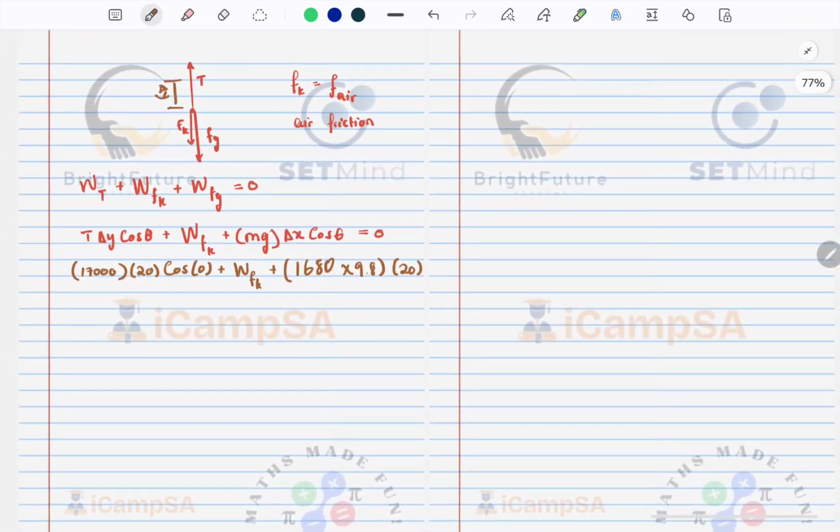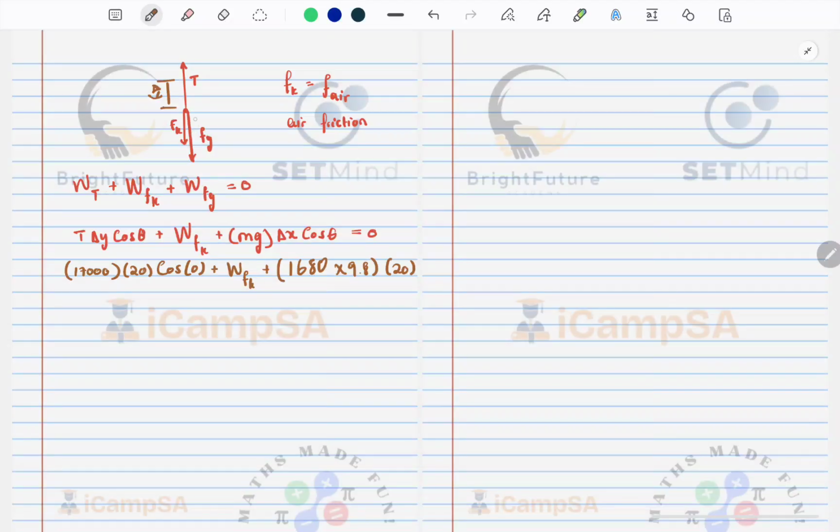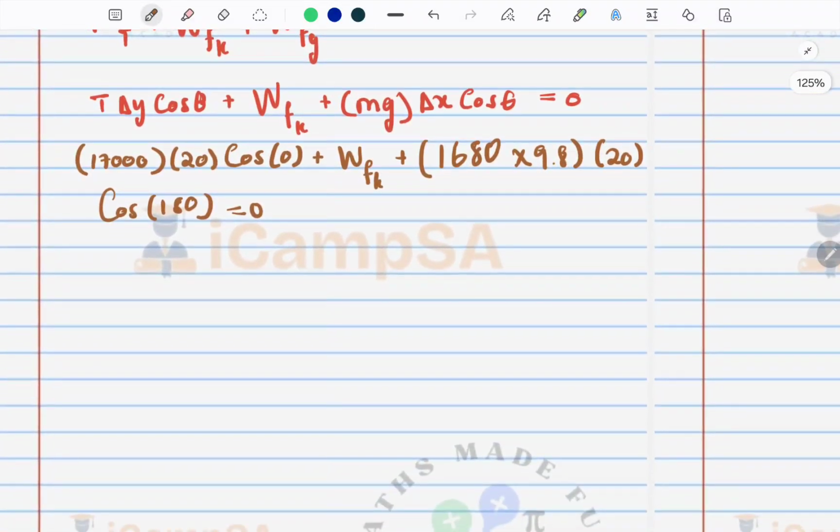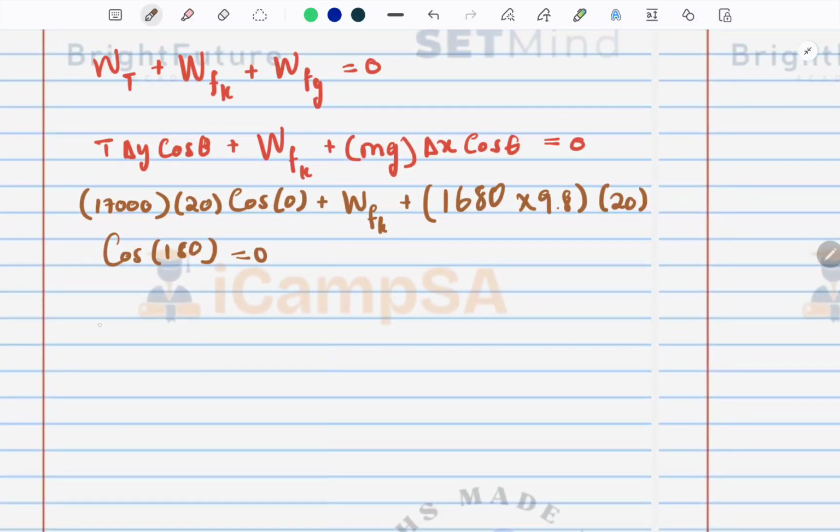But now you can see that this displacement is here, but the Fg is on the opposite side. So that means the angle is going to be 180. So that means this is going to be cos 180, like so. All is equal to 0. Right? So we can then simplify this and say, and let's punch our calculator instead.